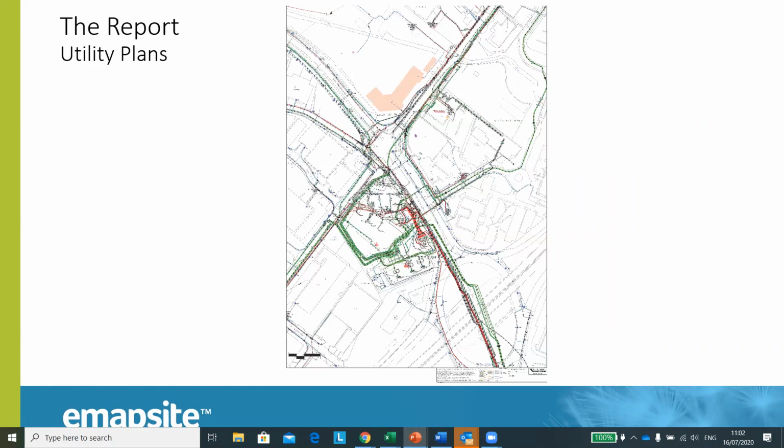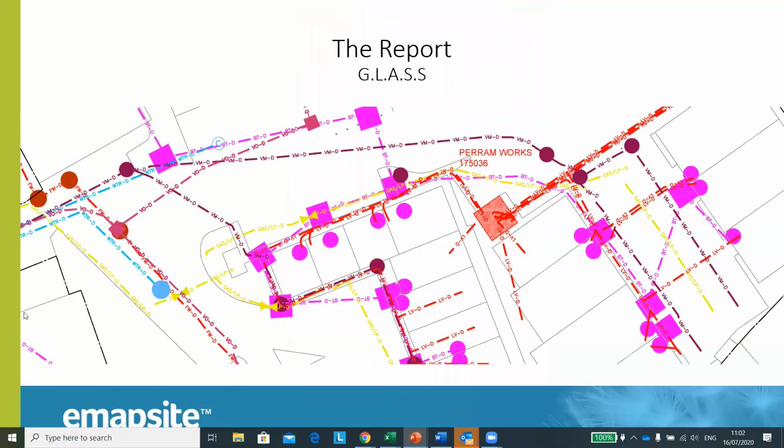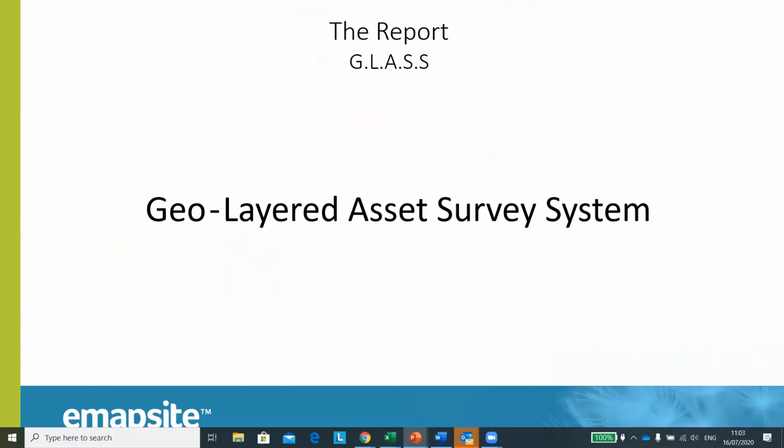But looking at these, you can say, well, there's going to be a bit of confusion here. We've got the different plan formats. I'm not too happy about that satellite image, etc. So in order to remove that confusion and any headaches which this range of plan formats can give you, you can also team a report with our GLASS service, as we call it. Now, GLASS stands for Geo-Layered Asset Survey System, and it's our method of transposing all utility plan information for a site onto a digital drawing, produced in PDF and DWG formats.